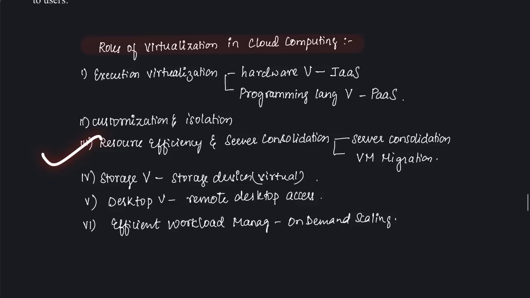Then we have resource efficiency and server consolidation, that is, server consolidation and virtual machine migration. Server consolidation means you are consolidating the workload onto fewer servers, thereby maximizing resource utilization and reducing the cost. Then we have virtual machine migration. It means that VMs can be migrated from one server to another server. The concept of live migration is seen here.